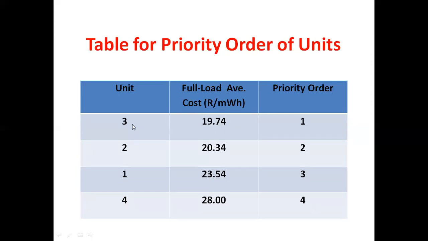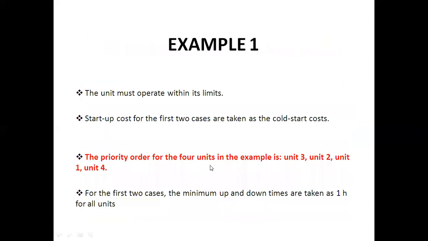From the priority order, unit 3 has the top priority, followed by 2, 1 and 4, and that is clearly written here. Units 3, 2, 1 and 4 are given the priority. The priority order is given here.